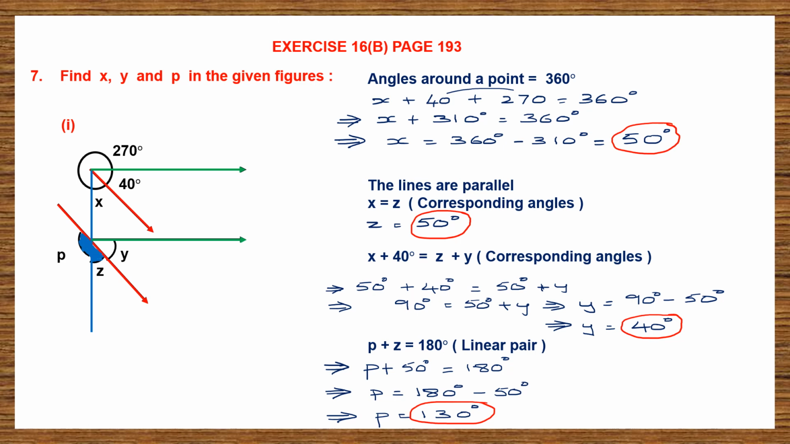So let's write down the values of all the angles that we have found out. Now we have found the value of x. X is equal to 50 degrees. Now y is equal to 40 degrees. Then we found the value of z. Z is equal to 50 degrees. And we also found the value of p. P is equal to 130 degrees.